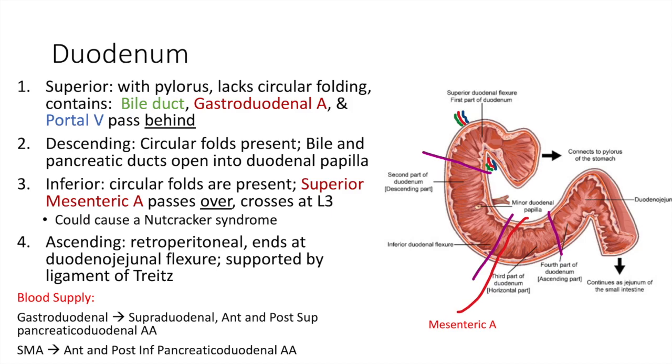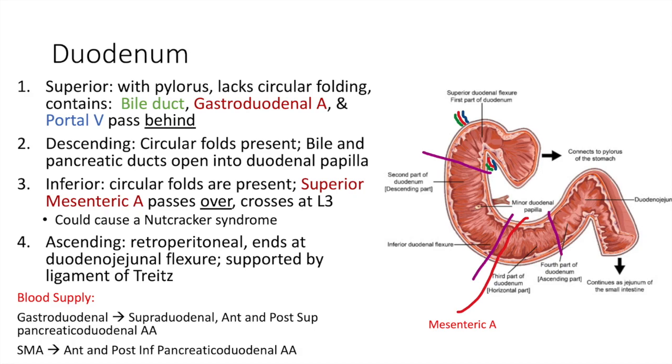It's going to lack circular folding, which becomes important later because other parts of the duodenum have that circular folding. And it's going to contain or have the bile duct, gastroduodenal artery, and the portal vein passing behind it. And you can see that in the picture. The descending portion has circular folds present, unlike the superior portion, and then the bile and pancreatic ducts open into the duodenal papilla.